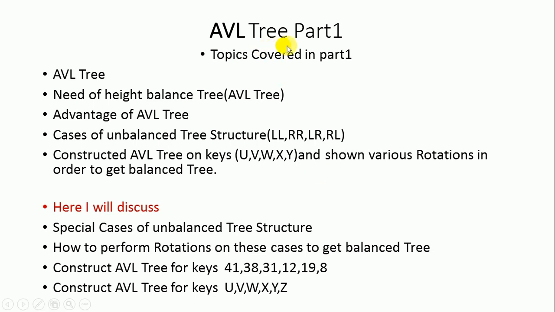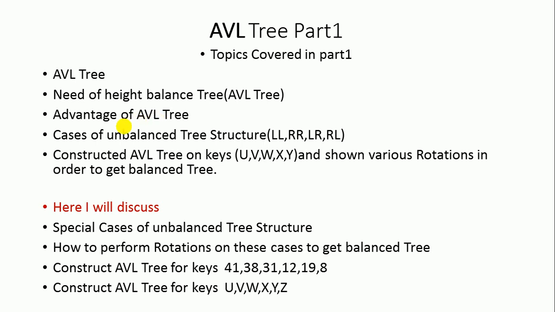In AVL Tree Part 1, I discussed the AVL tree, the need for a height balanced tree, and the advantage of the AVL tree. As we learned in Part 1, a right skew binary search tree is an unbalanced tree, and its worst case time complexity was order of n. The worst case time complexity of the AVL tree is order of log n, so that we can perform insertion, deletion and searching operations faster, and we can store the number of keys in less height also.